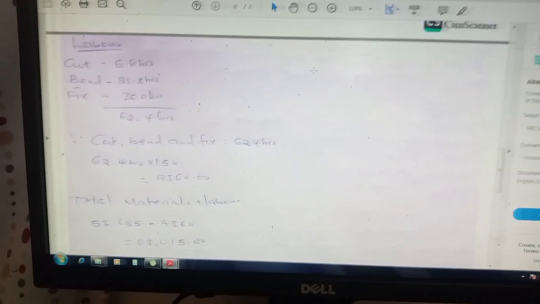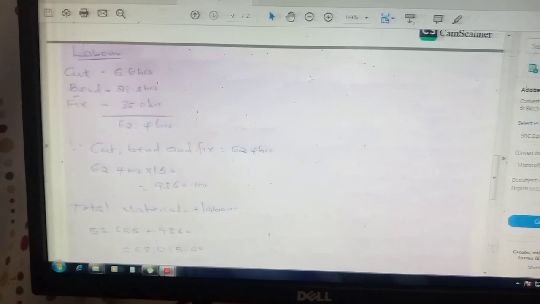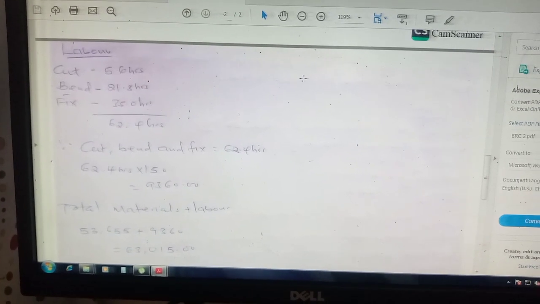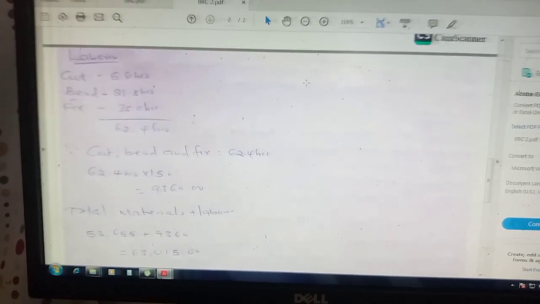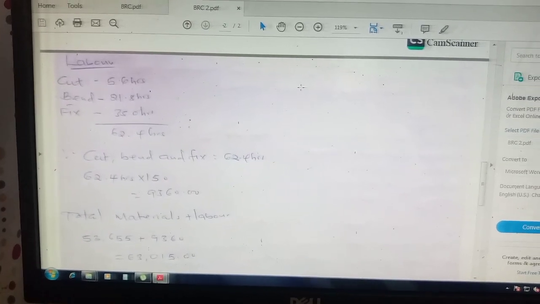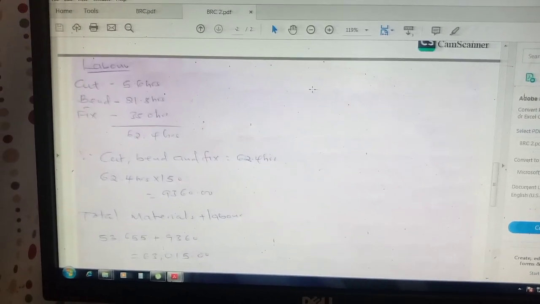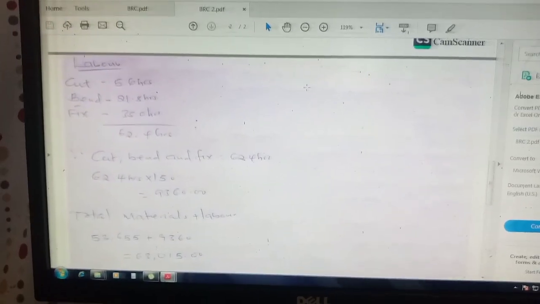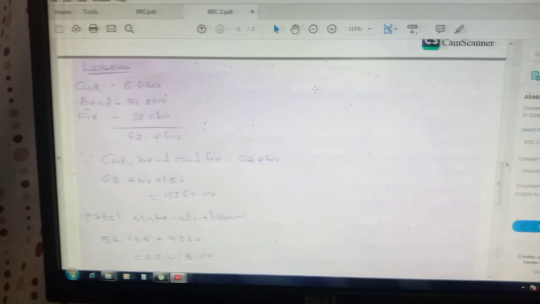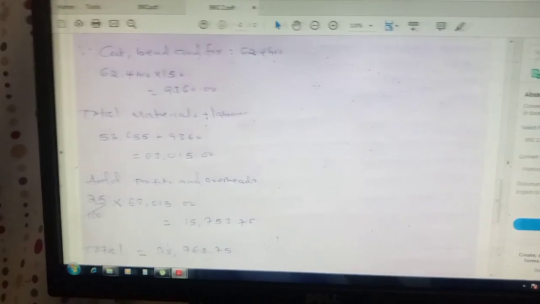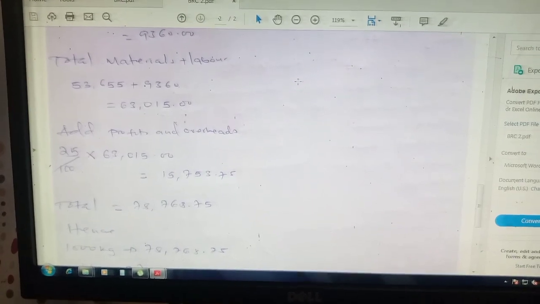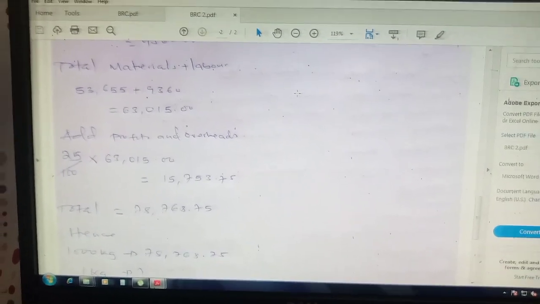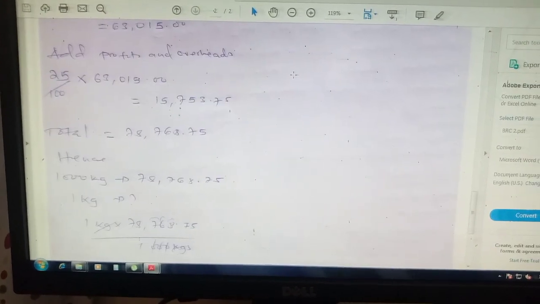But the labor, one skilled and one unskilled, their total will be 150 shillings per hour. I get this 150 shillings by taking 100 shillings for the skilled and 50 shillings for the unskilled, which is 150. So you take that 150 and multiply it by the total of cut, bend, and fix. Then you'll get 9,360. Then the total of materials plus labor will be 53,655 plus 9,360, which is 63,015 shillings. Then you add profits and overheads, which is 25%.